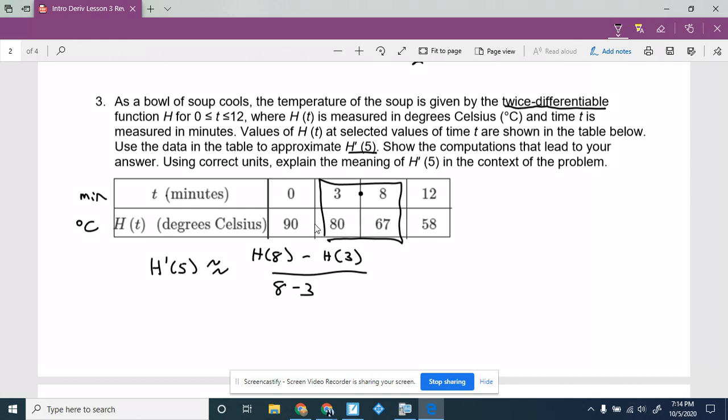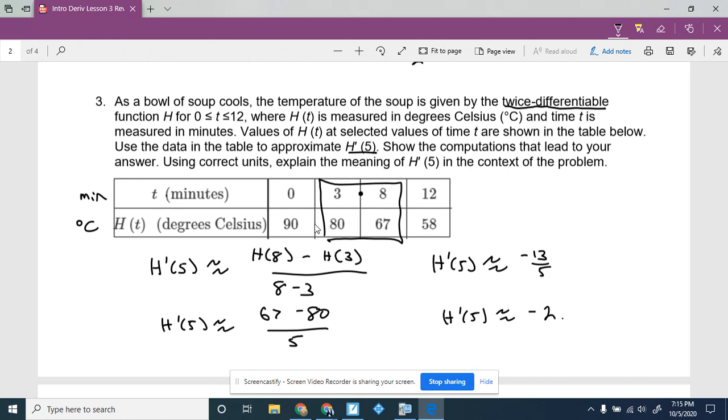over subtract the two x values, 8 minus 3. And so h prime of 5 is approximately equal to h of 8 is 67, h of 3 is 80, and then 8 minus 3 is 5. So when I do the numbers here, I'm going to get, let's see, that's what, negative 13 over 5. Not that I have to convert it to a decimal, there's no need to, but what is that, negative 2 3/5, 2.6, right? So what does that mean? That means the slope of the tangent line in the graph of h at 5 is negative 2.6, down 2.6 over 1.